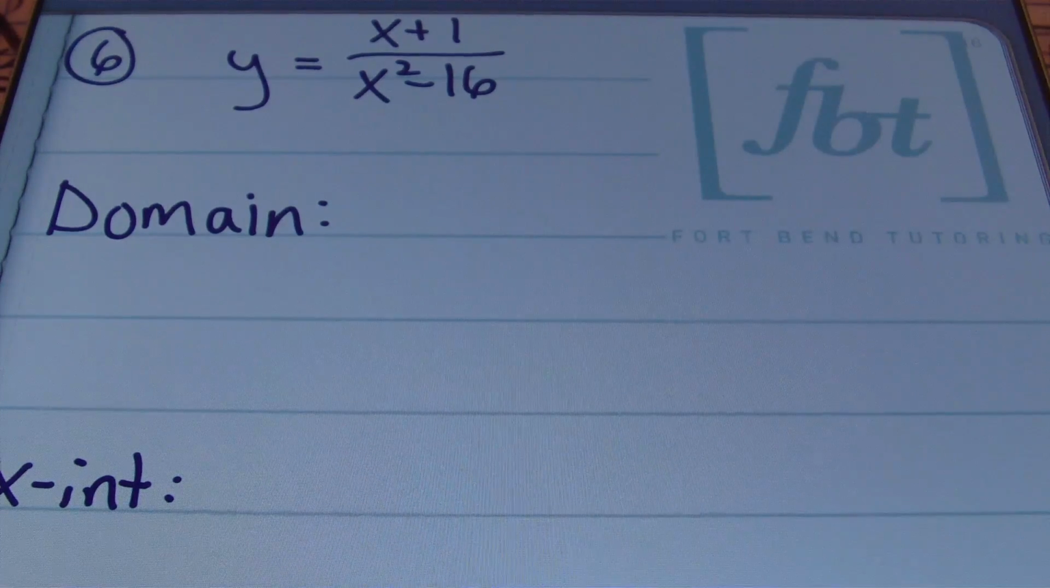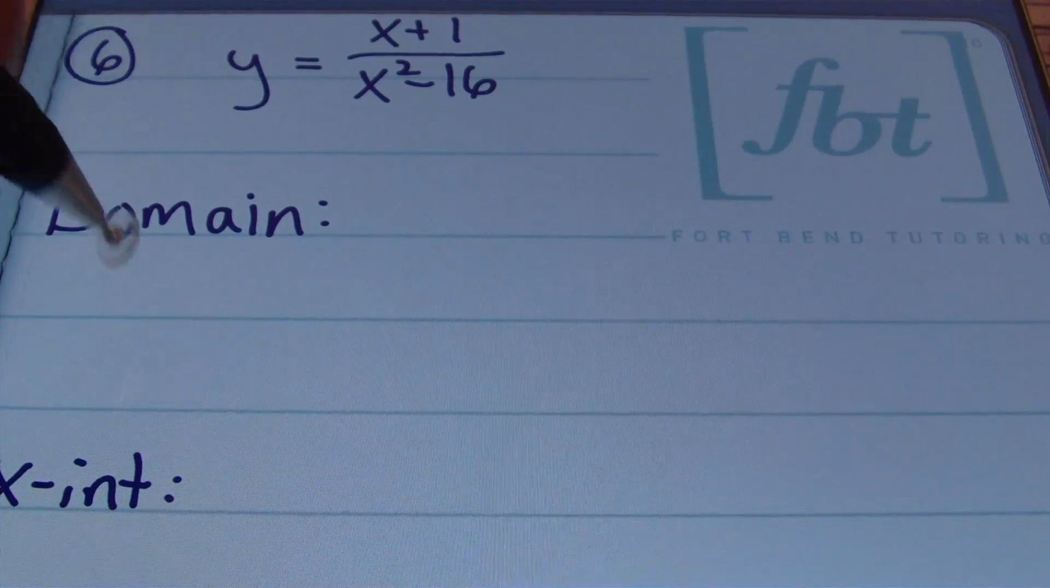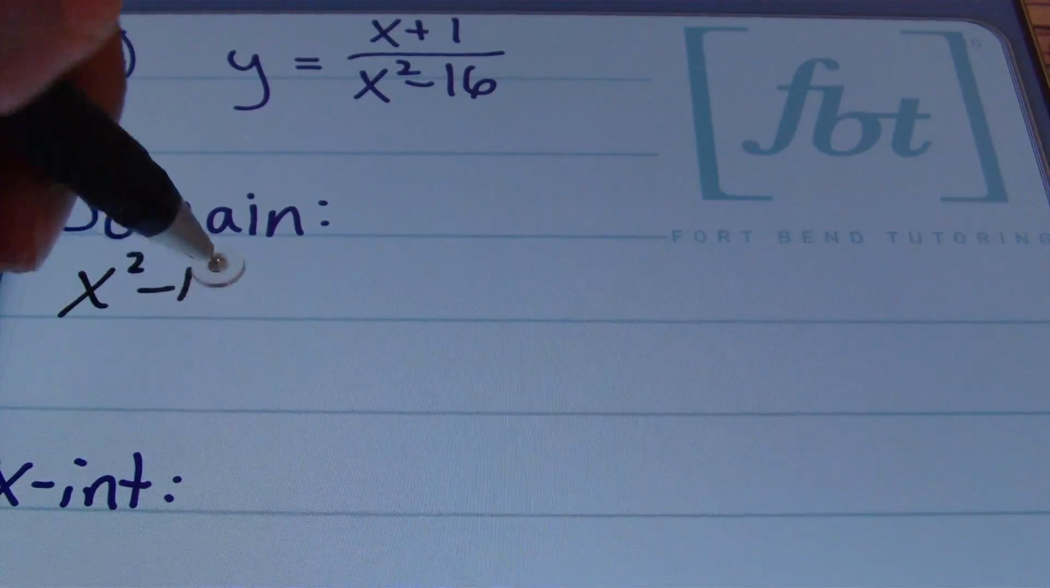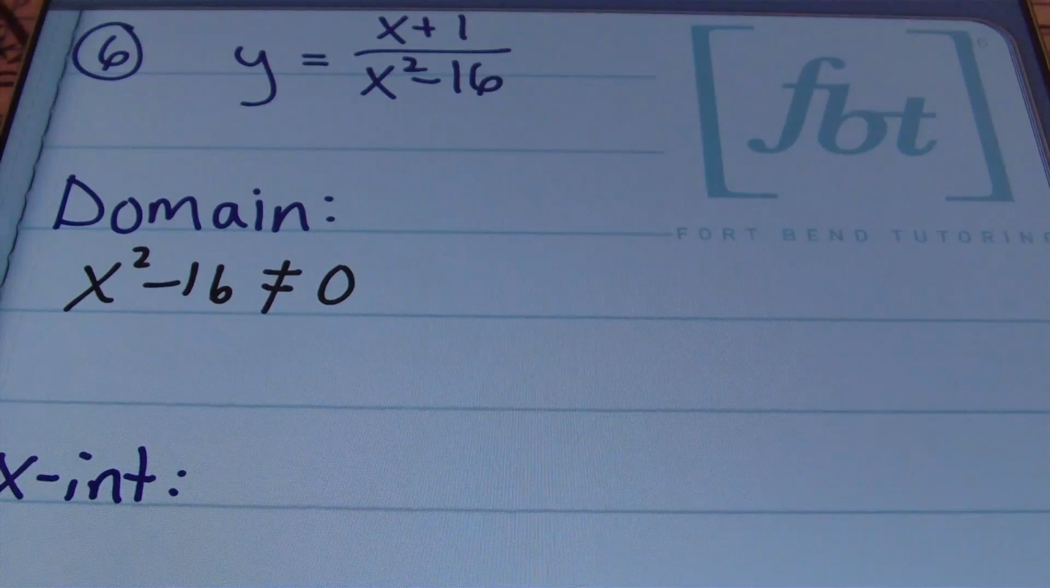All right, so for problem number 6, we have y equals (x plus 1) divided by (x squared minus 16). In order to find the domain, you want to start with that first. You're going to set the denominator not equal to 0. The denominator of the rational function cannot equal 0. So that being the case, I'll have x squared minus 16 cannot equal 0.